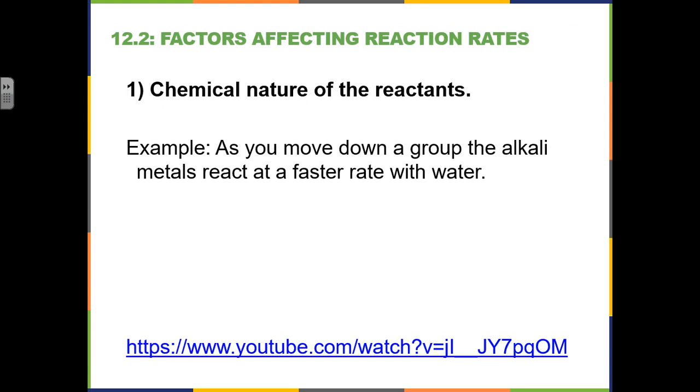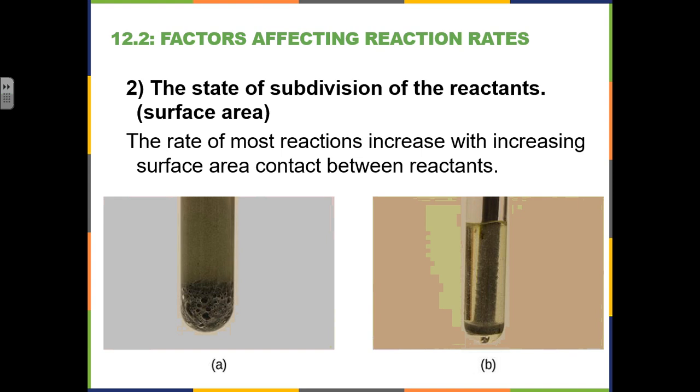Now, there are several factors that will affect the reaction rates. One of those things that affect the rate of a reaction is the chemical nature of the reactants. Meaning, some reactants, depending on where they're located on the periodic table, will show an inclination to react more vigorously than others. So you want to be cognizant of that.